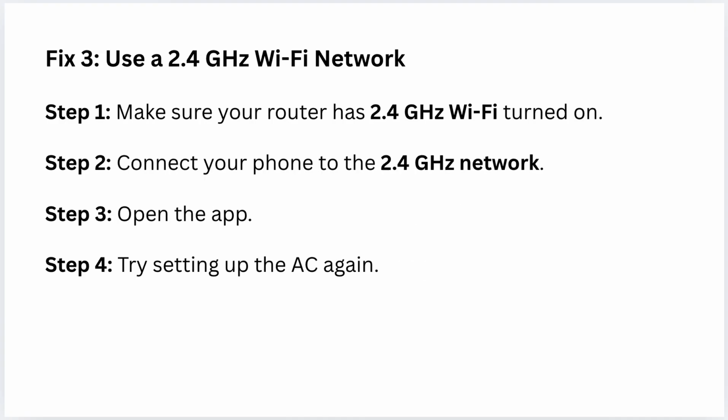Third one is use a 2.4 GHz Wi-Fi network. Make sure the router has 2.4 GHz Wi-Fi turned on. Connect your phone to the 2.4 GHz network, then open the app. Try setting up the AC again.